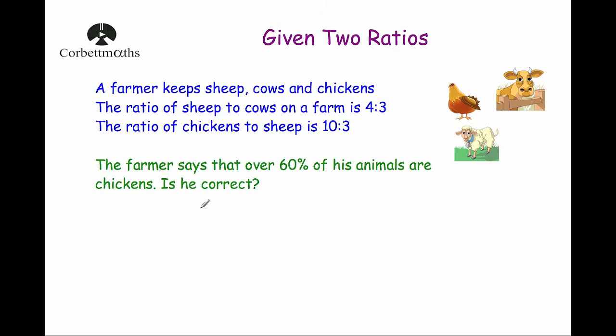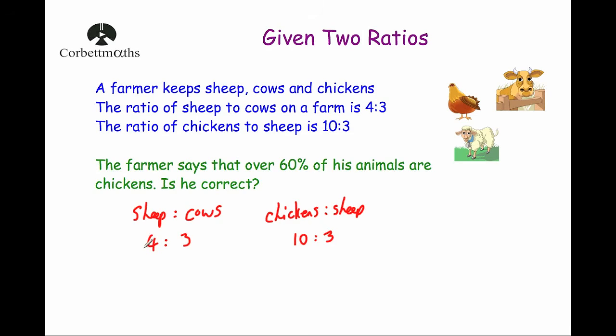Is he correct? So what we're going to do is write out the two ratios separately again. So sheep to cows, and that's 4:3. And we have chickens to sheep, and then the ratio 10 to 3. Okay, so we've got the two ratios, and both of them have got sheep in common. So we're going to focus on these numbers, the 4 and the 3, and we want to find the lowest common multiple of those.